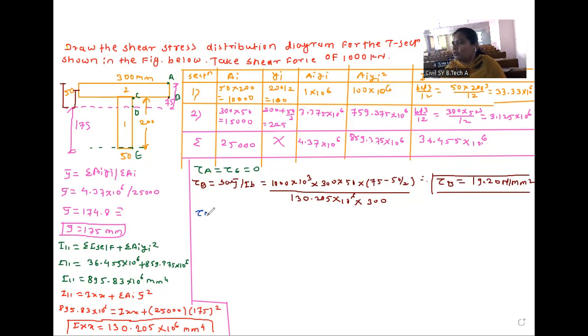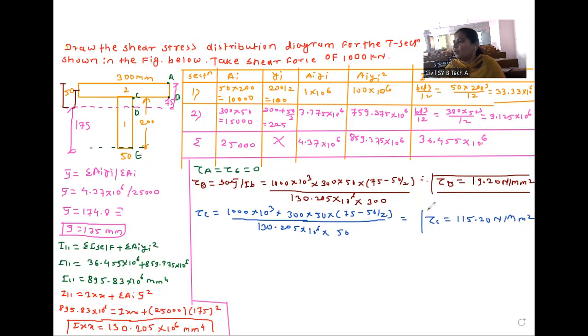So tau C is equal to 1000 into 10 raised to 3 into 300 into 50 into 75 minus 50 by 2, then divided by I, which is 130.205 into 10 raised to 6 into width, which will be 50. So you calculate and tell me tau C, which is equal to 115.20 Newton per mm square.